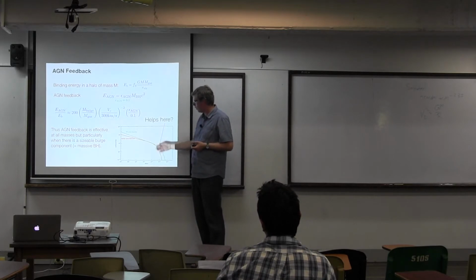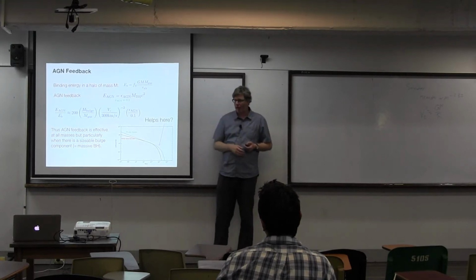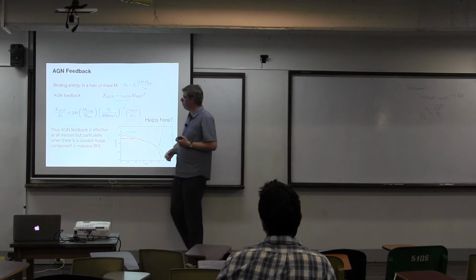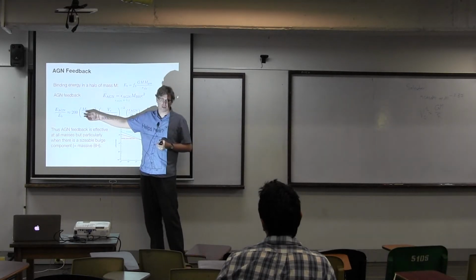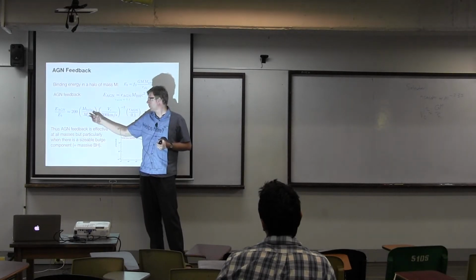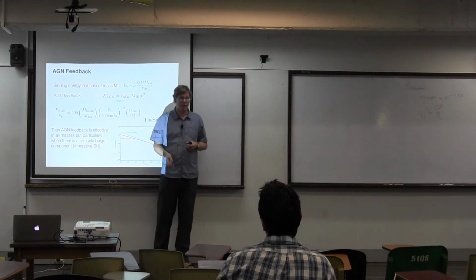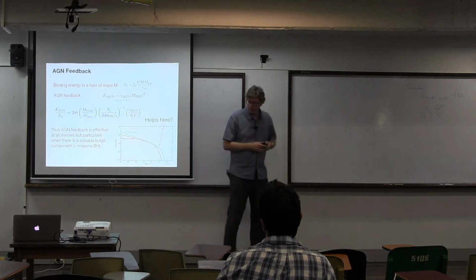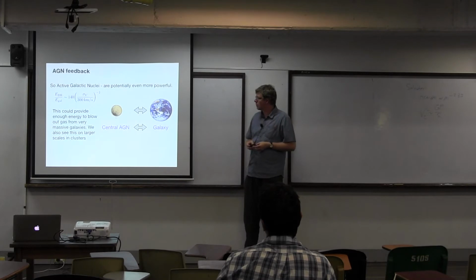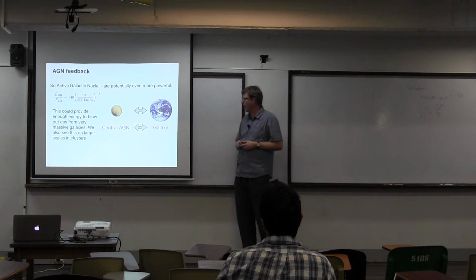So this should really work on this end, and not at low mass. At low mass, this probably doesn't work very efficiently because low mass galaxies don't have a bulge, and so they have very low mass black holes.